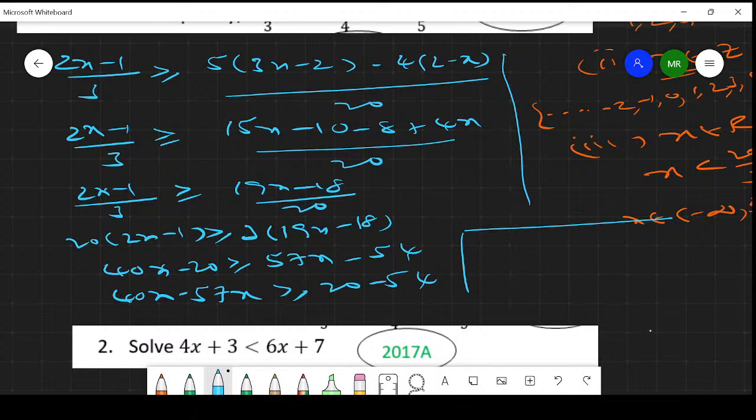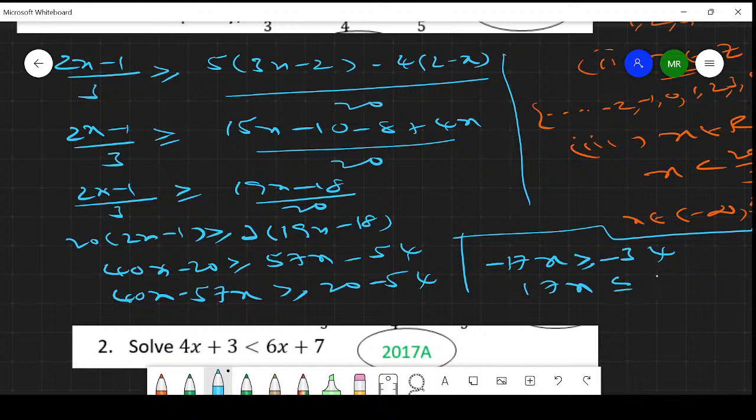Now you can see here, 40x minus 57x is 17x with a minus, greater than or equal to 20 minus 54, which will be minus 34. In the inequality both sides have negative. How to eliminate the negative? If you multiply by negative on both sides, greater than will become less than. So you write 17x less than or equal to 34. Divide by 17: x less than or equal to 2.